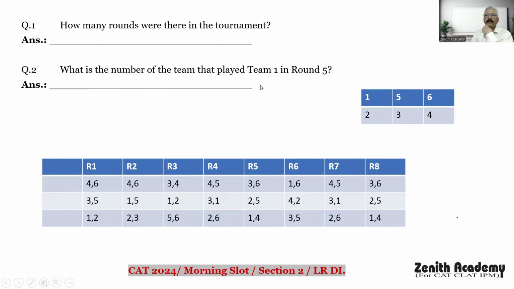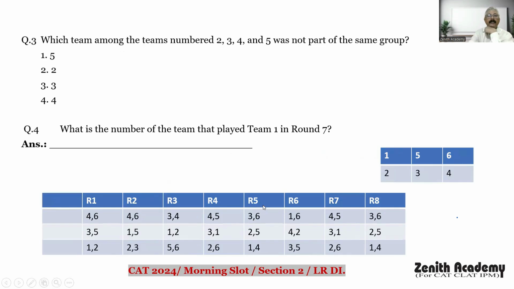What is the number of team that played team 1 in round 5? Team 1 in round 5. Round 5 में team 1 is playing with 4, correct? And which team among the teams number 2, 3, 4, and 5 was not part of the same group? So 2, 3, 4, 5 is not a part of the system.